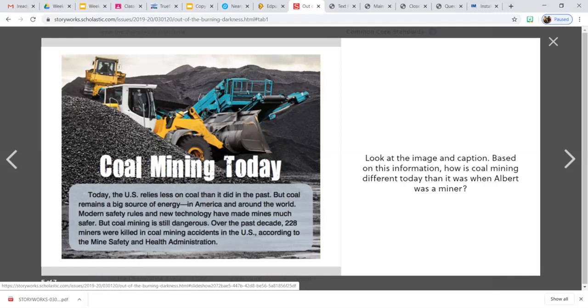Today, the U.S. relies on less coal than it did in the past, but coal remains a big source of energy. In America and around the world, modern safety rules and new technology have made mines much safer, but coal mining is still dangerous. Over the past decade, 228 miners were killed in coal mining accidents in the U.S., according to the Mine Safety and Health Administration.